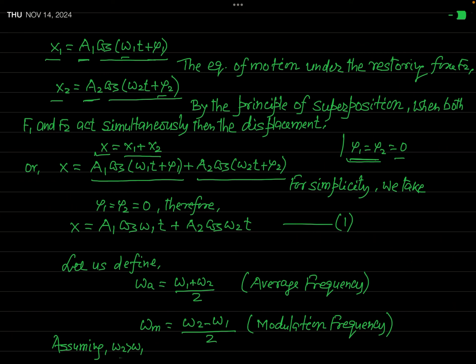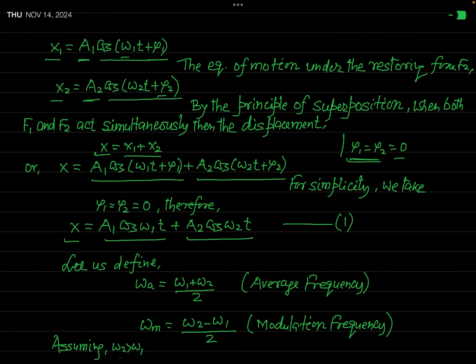So for simplicity, or to reduce the mathematical complexity, we take both phi 1 and phi 2 equal to 0. And therefore, x will be given by a1 times cosine of omega 1 t plus a2 times cosine of omega 2 t.